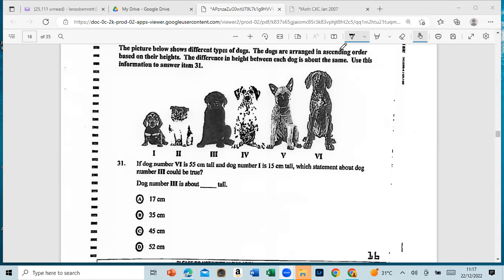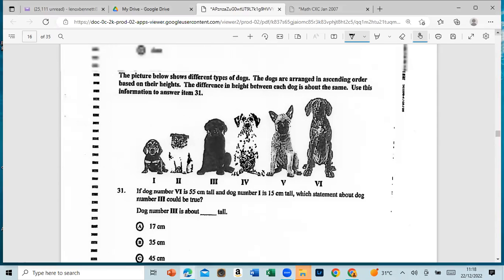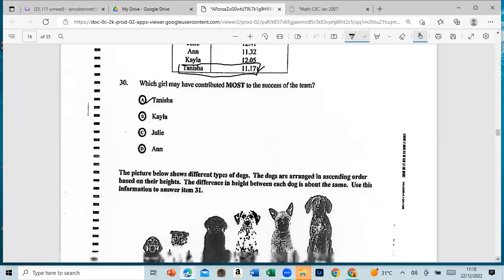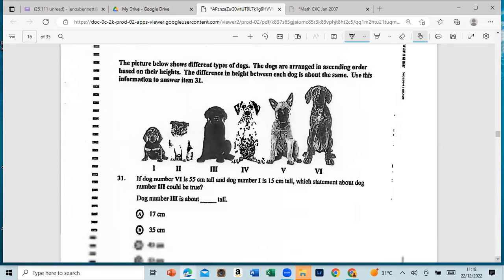Sir, what is 30? What was 30? Somebody asked what was 30. Honestly, I don't remember off the top of my head, but let me just check. Hold on, guys. 30. Oh, 30 was Tanisha because she ran the fastest time. In a race, the lower your time is, the faster you go. And the bigger your number, the slower you go.